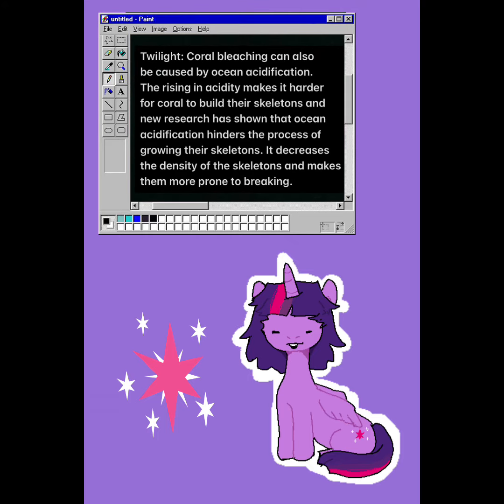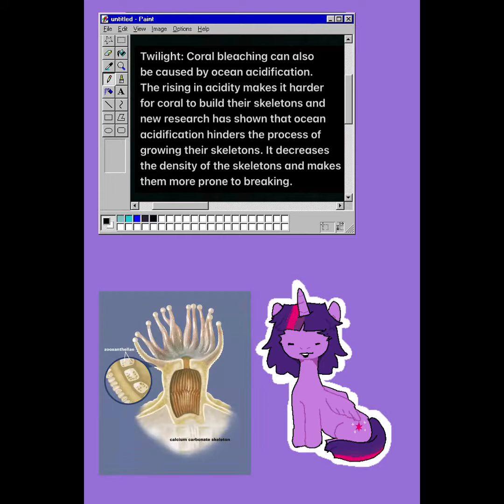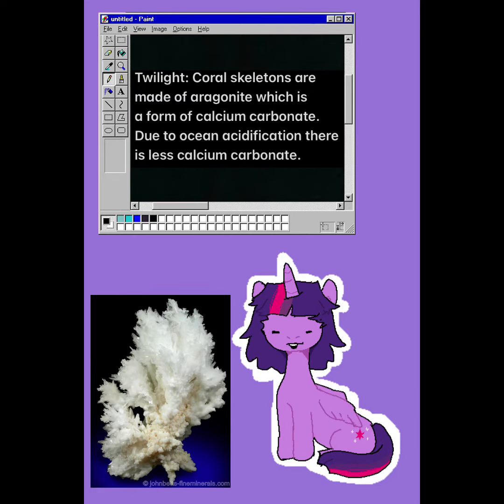Coral bleaching can also be caused by ocean acidification. The rising acidity makes it harder for coral to build their skeletons, and new research has shown that ocean acidification hinders the process of growing their skeletons. It decreases the density of the skeletons and makes them more prone to breaking. Coral skeletons are made of aragonite, which is a form of calcium carbonate. Due to ocean acidification, there is less calcium carbonate.